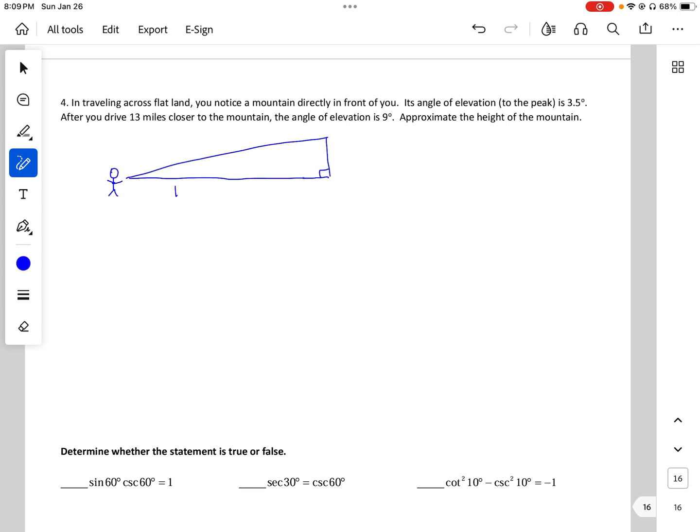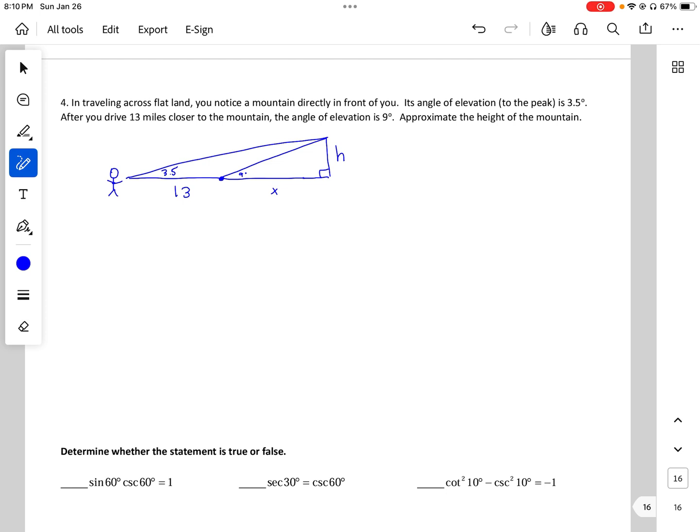So you drive 13 miles. This is 3.5. Then you drive 13 miles, get here, and you look again. And this time it's 9 degrees. Approximate the height of mountain H. Okay. So there's also this value right here, right? X. Okay, this is going to be a multi-step process here.